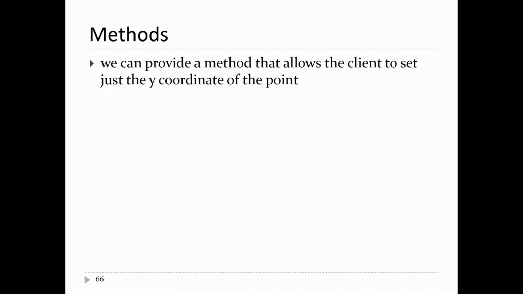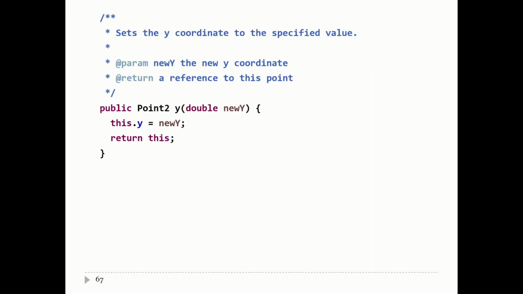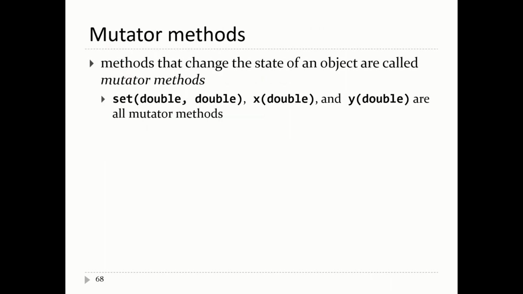And again, just like that method there, you can write a method that changes the y coordinate of the point. It's exactly the same thing. Those three methods that I just showed you are all called mutator methods or setter methods. A mutator method is a method that changes the state of an object. So set, x, and y are all examples of mutator methods.